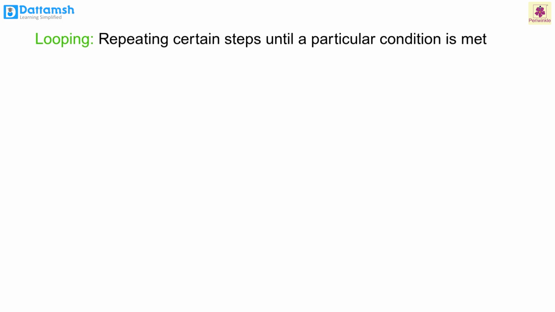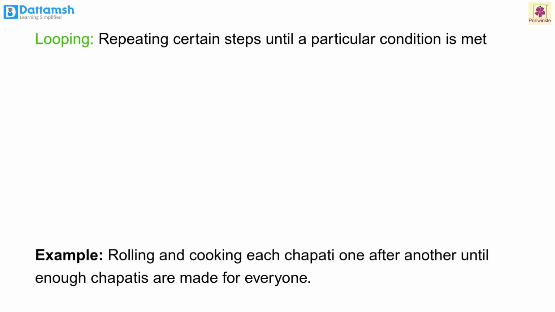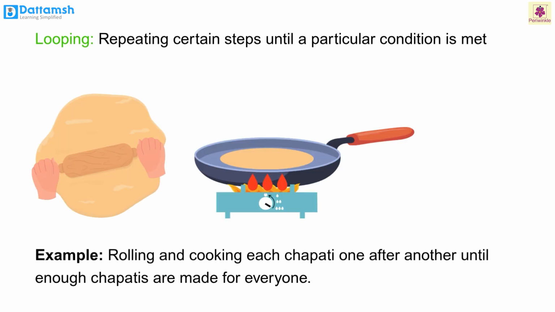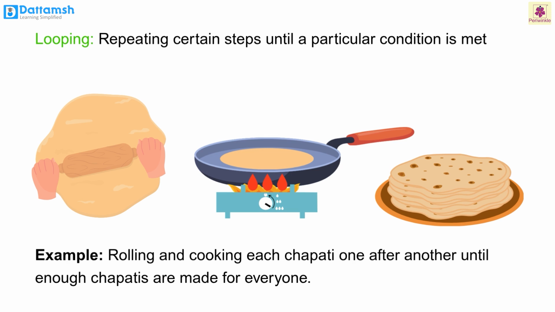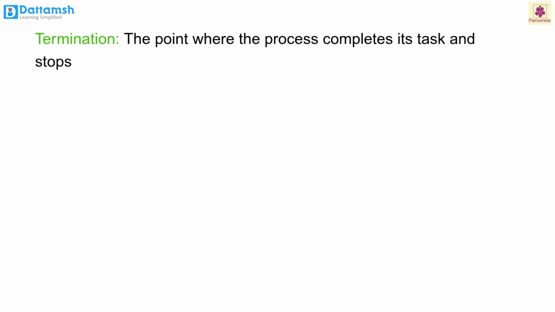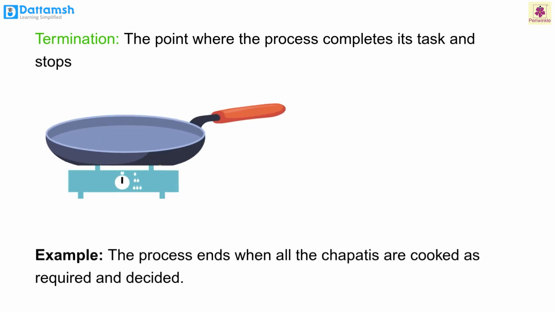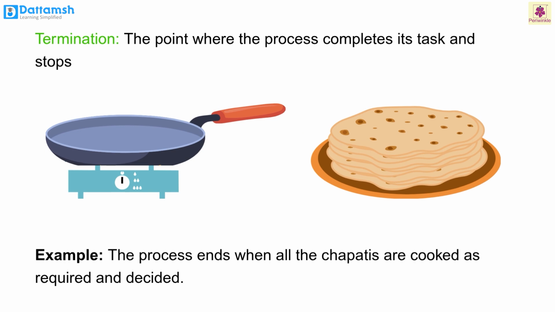Looping. Repeating certain steps until a particular condition is met. For example, rolling and cooking each chapati one after another until enough chapatis are made for everyone. Termination. The point where the process completes its task and stops. For example, the process ends when all chapatis are cooked as required and decided.